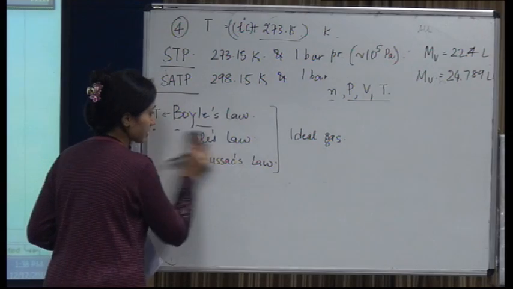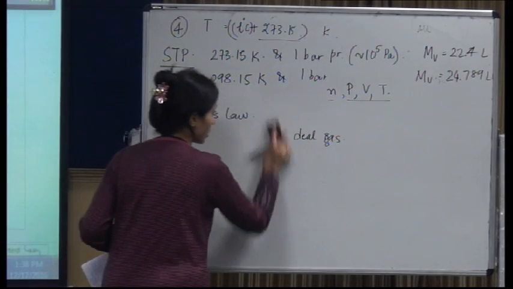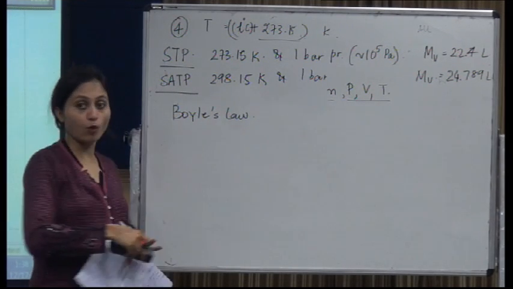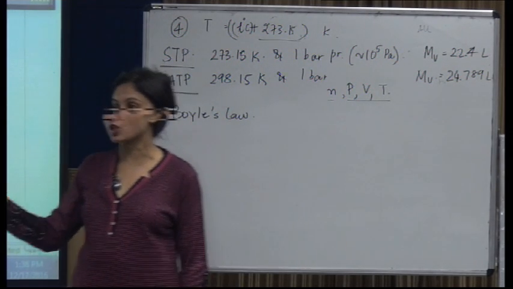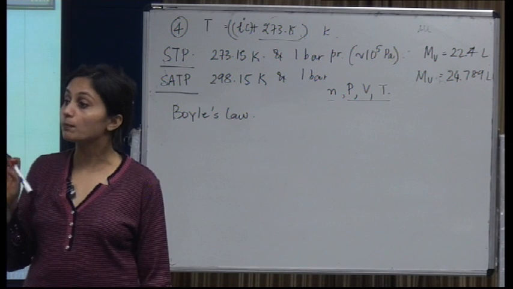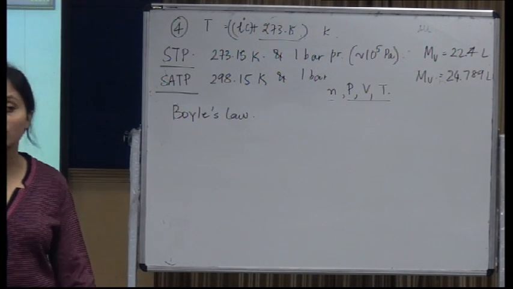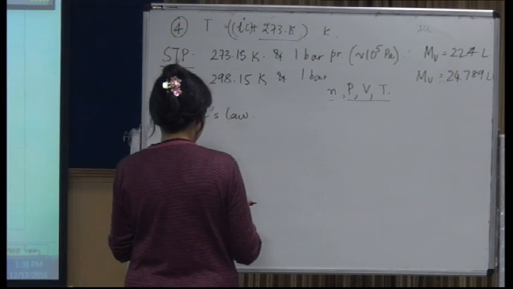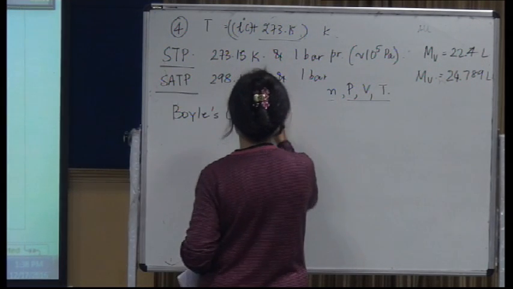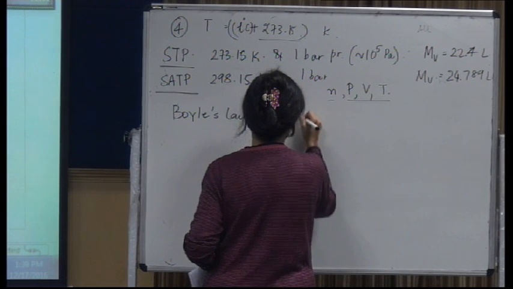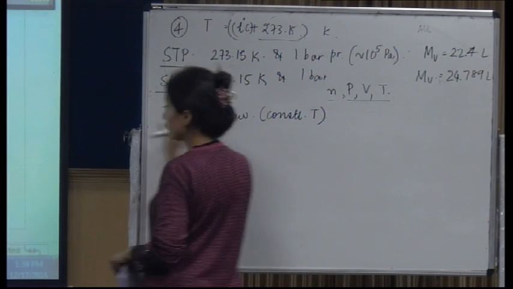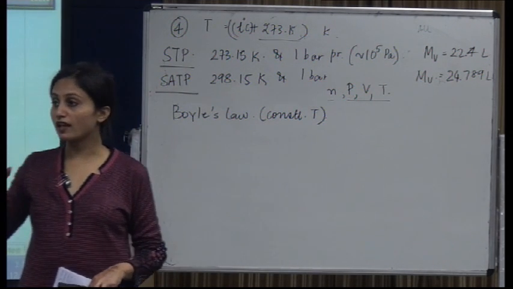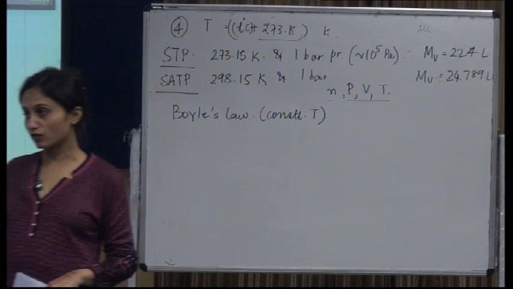Now let's discuss the first one, which is Boyle's law. Please memorize this right here, right now: Boyle's law is for constant temperature, Charles' law is for constant pressure, and Gay-Lussac's law is for constant volume. Okay, so now when I talk about constant temperature, let me tell you that all these laws, the 4 or 5 laws that you're going to do, are named after the scientists who actually worked on them.